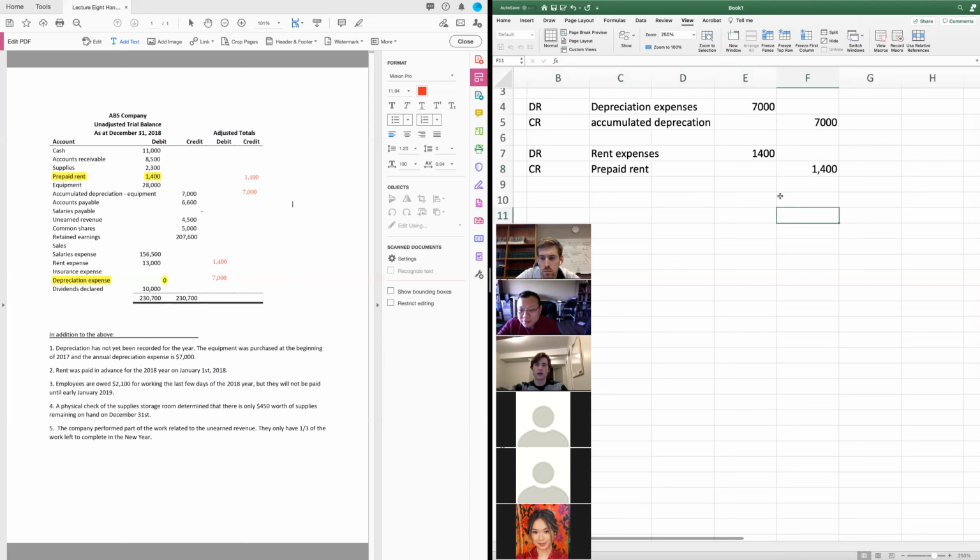When rent comes in, does it come out of the rent expense account or out of the prepaid rent account? Every month you recognize one month's rental expense, regardless of what's in the prepaid.